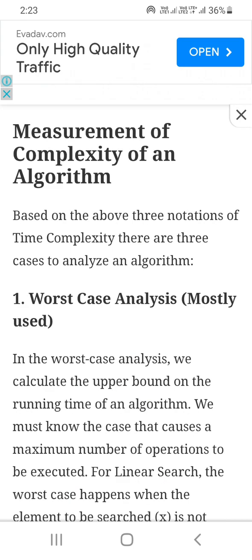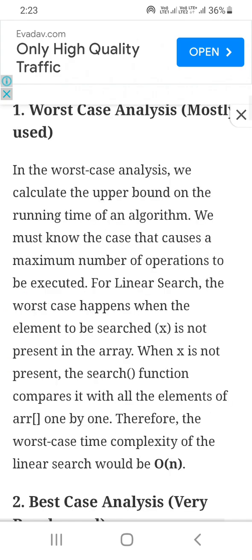Now we are talking about the measurement of the complexity of an algorithm based on the above three notations of time complexity. There are three cases of analysis for analyzing an algorithm. The first one is worst case analysis, which is mostly used. In the worst case analysis, we calculate the upper bound on the running time of the algorithm. We must know the case that causes the maximum number of operations to be executed. The number of operations for linear search for x would be O(n).